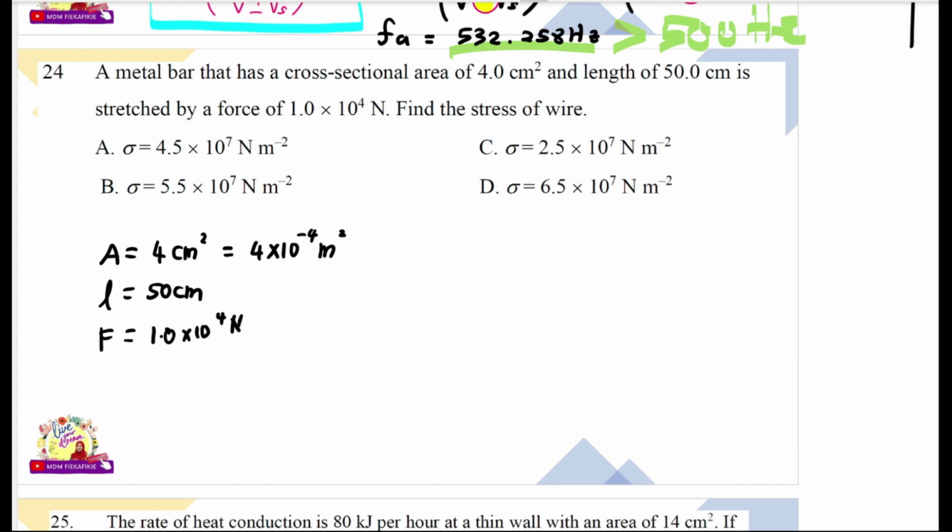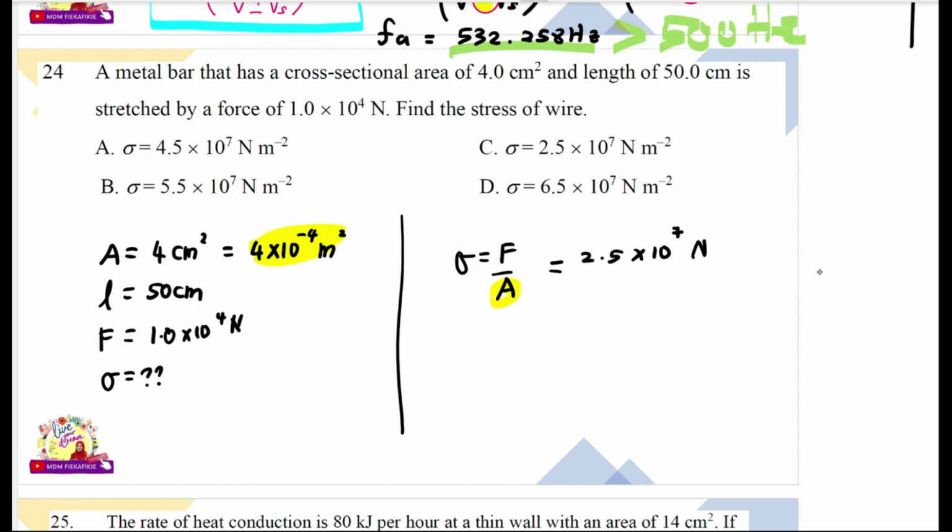And find the stress. Okay, so we want to calculate what is the stress of the wire. So, senang sangat kan? So, formula stress is equal to F over A. So, you masukkanlah. Cuma jangan silap dekat sini saja. Area tu mesti tukar kepada meter. Okay, you substitute all the values, you akan dapat 3.5 exponent 7. Sorry, 2.5. Okay, tekan calculator check Newton per meter squared. So the answer is C.